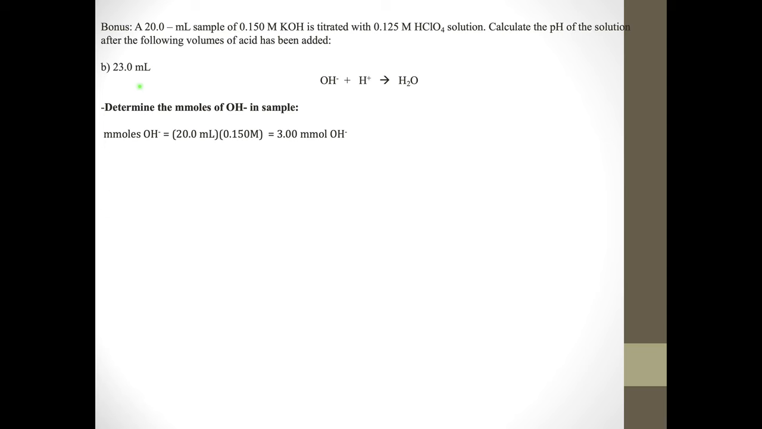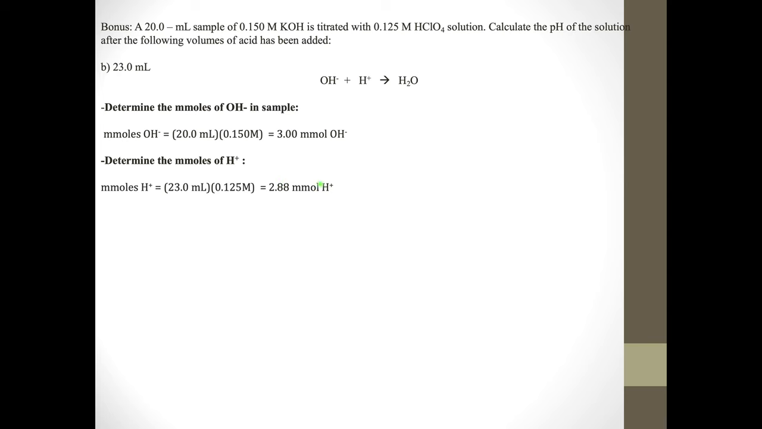In B, we have added 23 milliliters of the perchloric acid. We add 3 more milliliters, so we still have the same number of moles of hydroxide ion. So we need to determine the millimoles of hydronium ion that we have now. So we add 23 milliliters of this concentration, and we're going to have 2.88 millimoles of the hydronium ion.